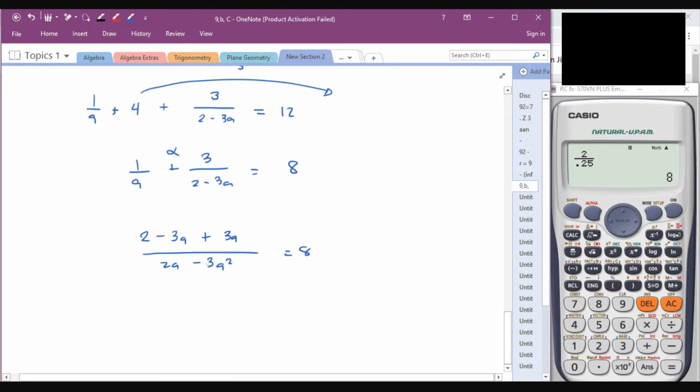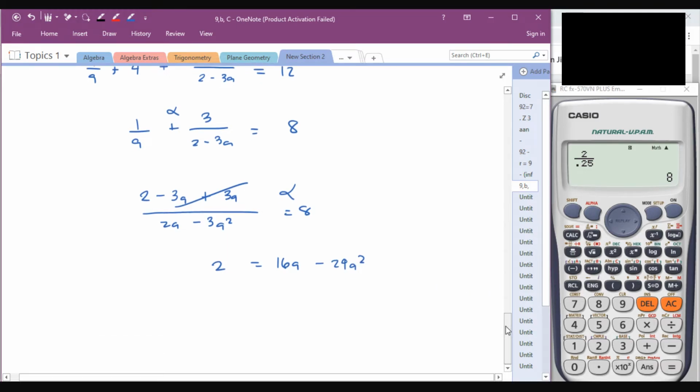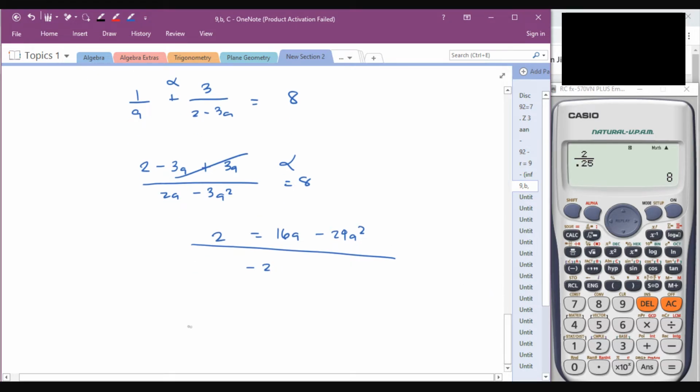Cancel natin to and then cross-multiply ulit. And then, this will become 2 equal to 8 times 2a, that is 16a. 8 times negative 3, that is negative 24a squared. Okay. So, we divide it all by negative 2 para mawala dito yung negative 2. That is 12a squared minus 8a.